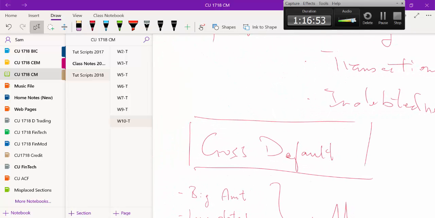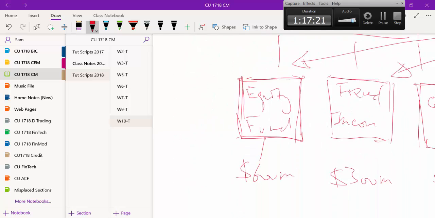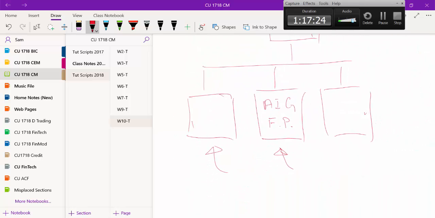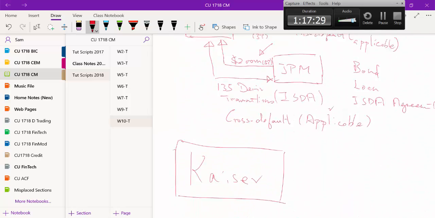Now, I would argue that if ever you want to be a fund manager, or you want to be a risk manager, or you want to be a corporate banker, cross default is the most heavily negotiated item between a bank and a client. Does anyone know what cross default is? Now, cross default is this. I had a diagram somewhere. Let me just try and find that.